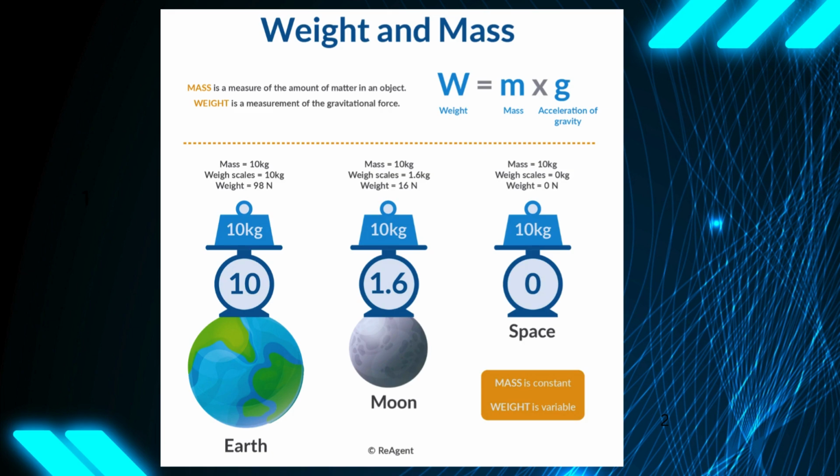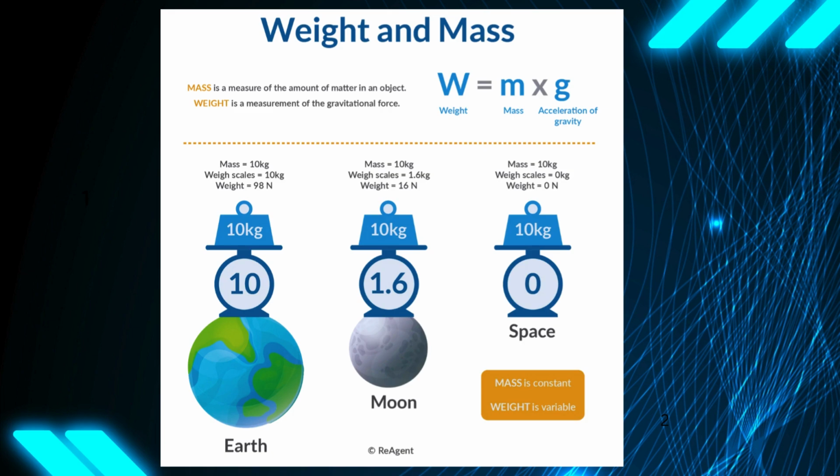Weight depends on gravity, and gravity is not the same everywhere. On Earth, gravity is strong, so the dumbbell weighs about 98 Newton. Go to the moon, where the gravity is weaker, only about 1/6 of Earth's, and the same dumbbell weighs only around 16 Newton. It feels much lighter, but the mass is still 10 kilograms. And in space, far from any major planet or moon, gravity is nearly zero. The dumbbell is almost weightless, but still has mass.